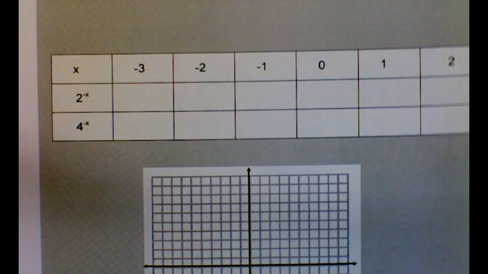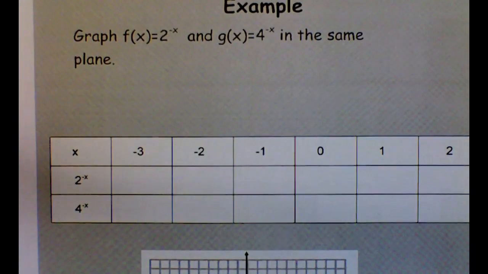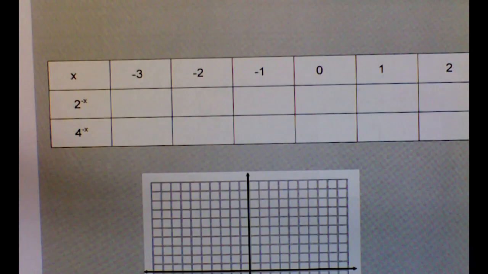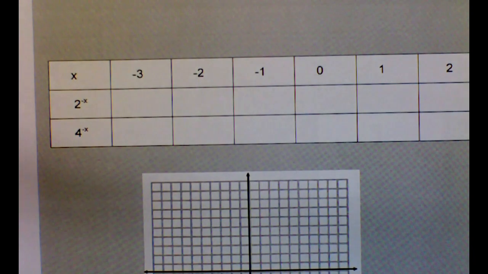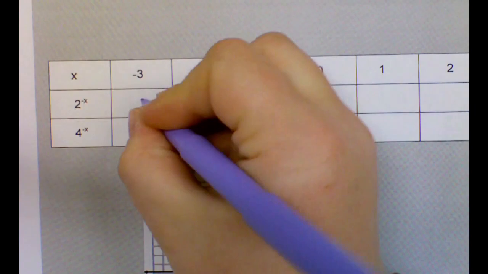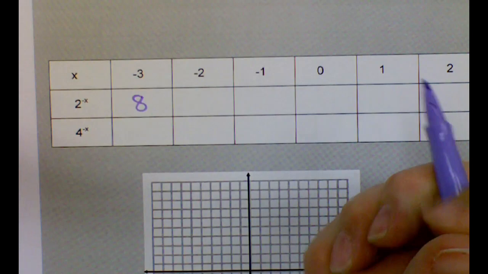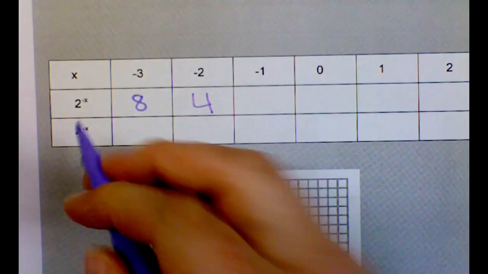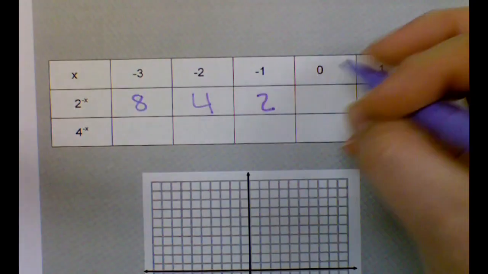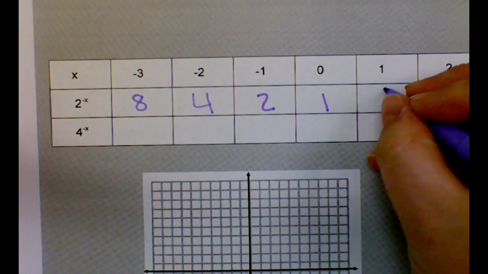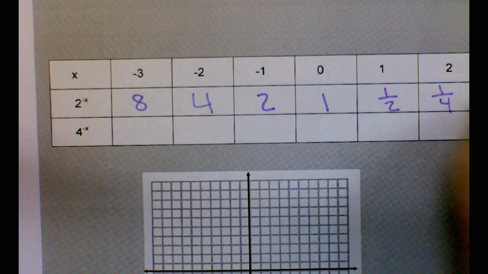So let's also look at negative powers. We're going to graph 2 to the negative x and 4 to the negative x in the same plane. So 2 to the negative third power, well, negative third, it's 2 to the positive third power, which is 8. 2 to the negative 2 is 2 squared, which is 4. 2 to the negative 1 is 2. 0 is always 1. 2 to the negative first power now is 1/2, and then 1/4.